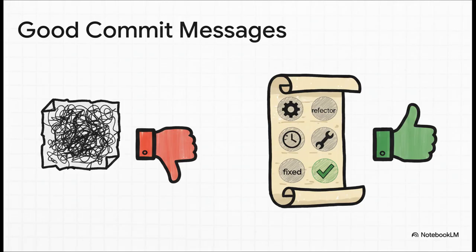And speaking of those commit messages, oh man, they are so incredibly important. This is your chance to tell the story of the project. A bad message is just, "updated file." Useless. But a good one, like "refactored base page waits," tells your team exactly what you did and, more importantly, why you did it. It's the difference between a confusing mess and a crystal clear project history.